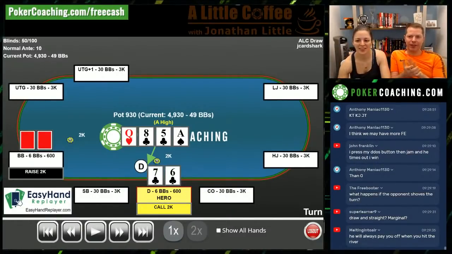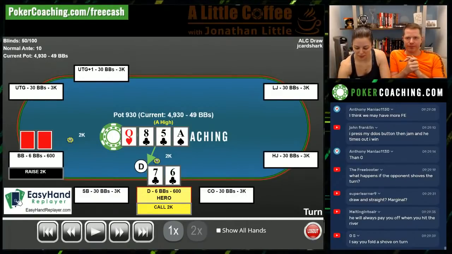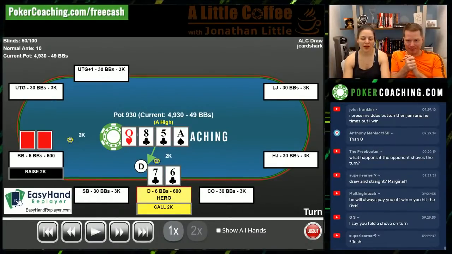So we have literally no fold equity. You think we may have some fold equity, says Anthony. I completely, completely doubt that. 600 into 5,200 would be insane for the opponent to fold anything. GS says we should fold to the turn raise. We should not fold to the turn raise.